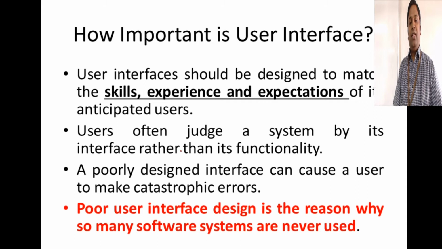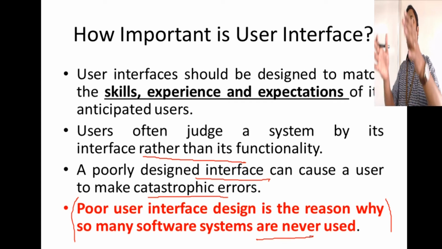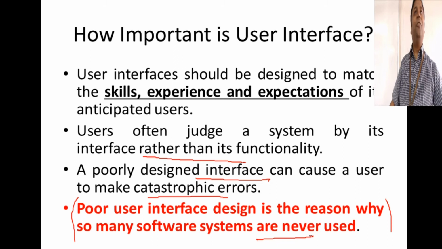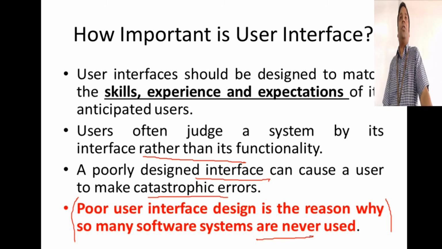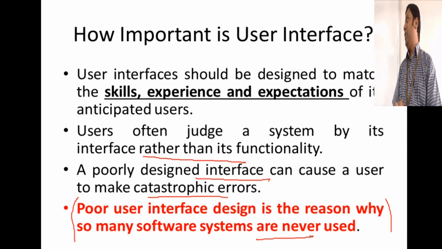Users often judge a system by its interface rather than its functionality. A poorly designed interface can cause a user to make catastrophic errors. Poor user interface design is the reason why so many software systems are never used. It's not only in software engineering. You talk about the automobile sector, anywhere. On the dashboard, sometimes they keep the USB somewhere down, and it's very difficult for users to even use that USB connector to charge their phones. When your user interface is very bad, no matter how good an engine you have inside the car, users are definitely not going to use it. So product failures happen because of user interfaces.